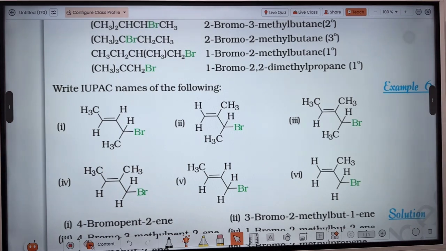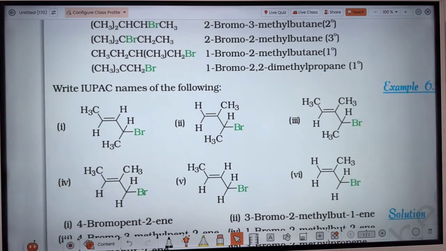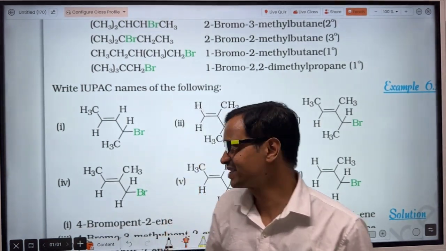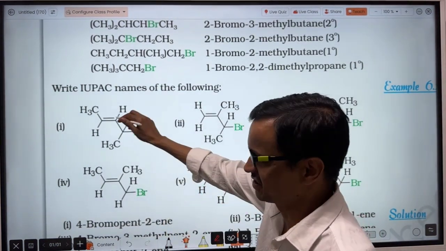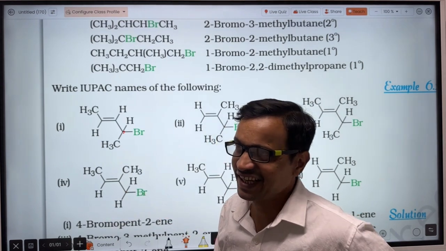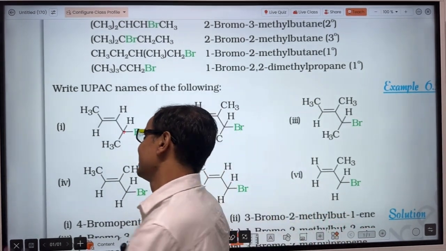In this compound, what happened? There is a halogen and the double bond also. And I have told you, be careful here, the students make mistakes. In this case, usually students terminate the chain here, but the chain has not been terminated here. Okay, so let's see here.